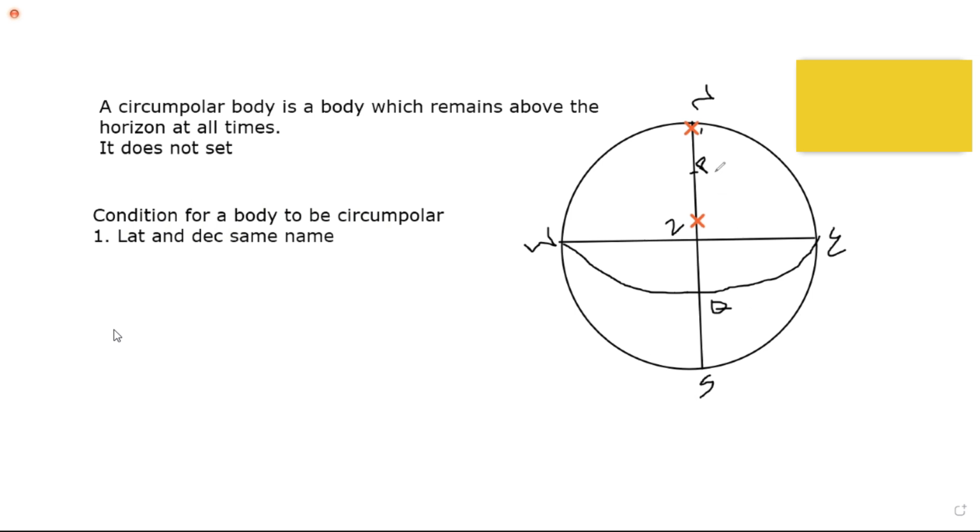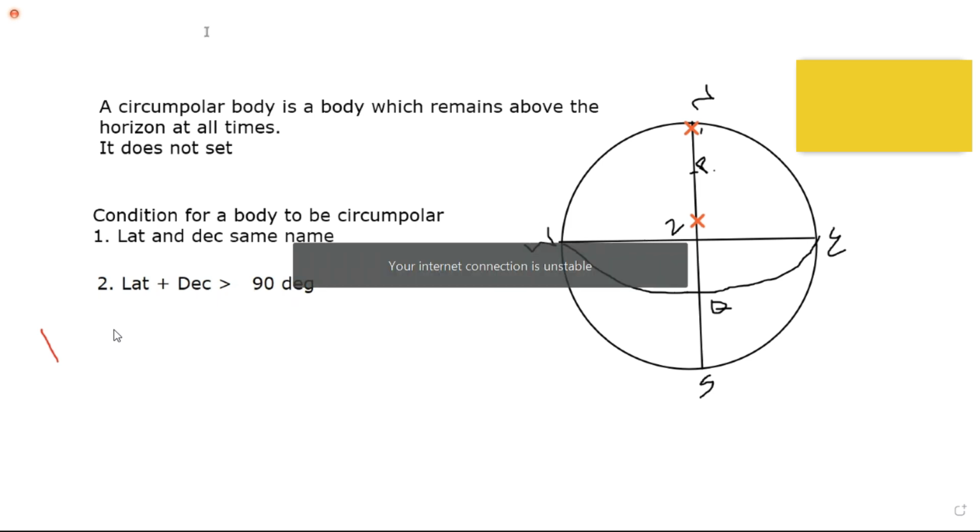Then what is the next condition? Number two, latitude plus declination should be greater than or equal to 90 degrees. Greater than or equal to, because especially for the sun, when it is on the horizon also.